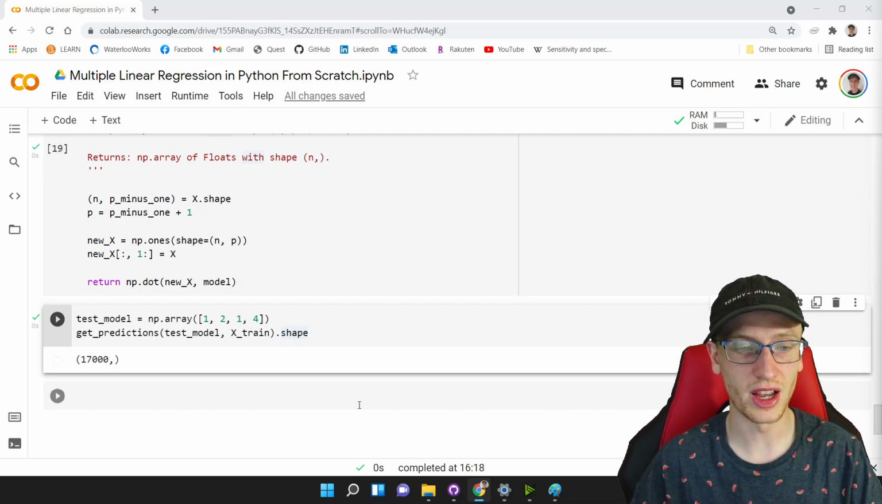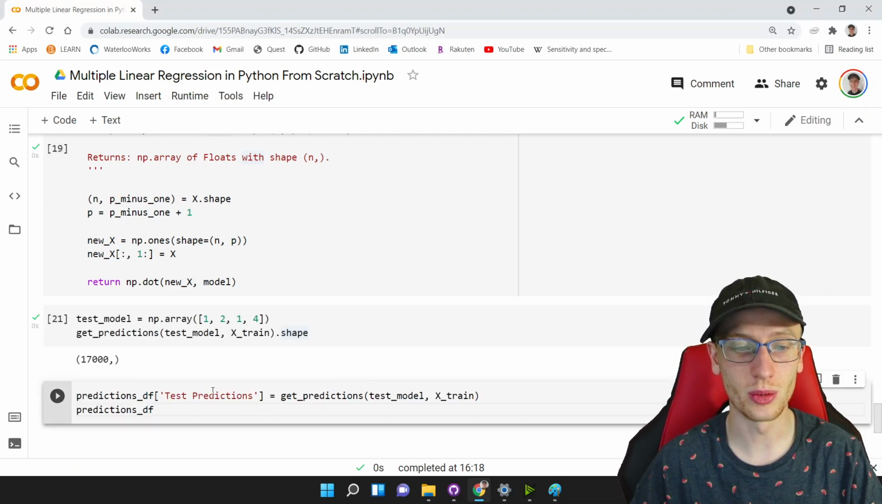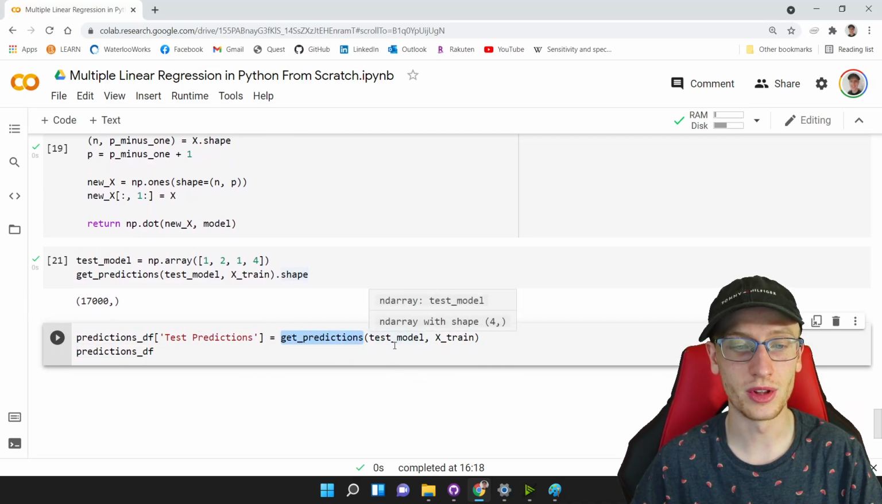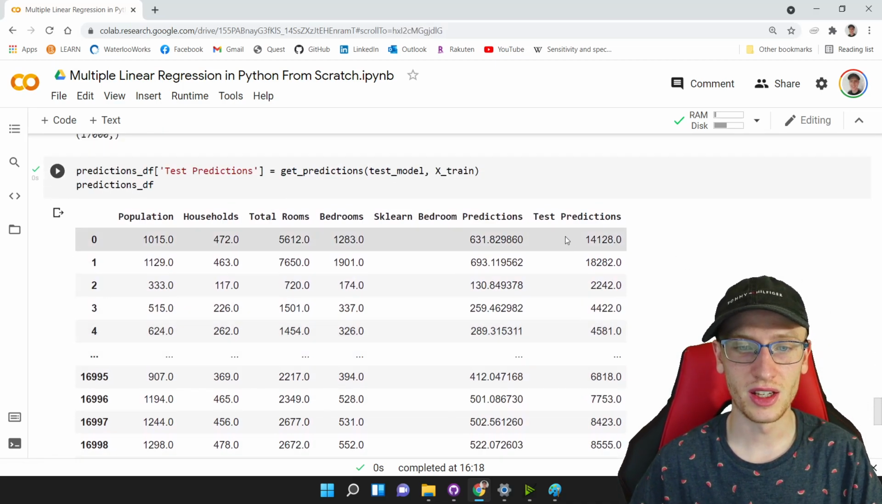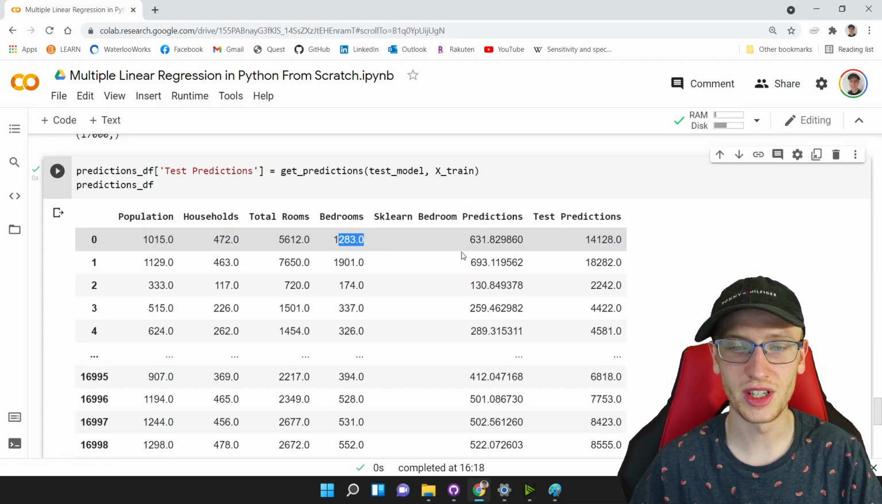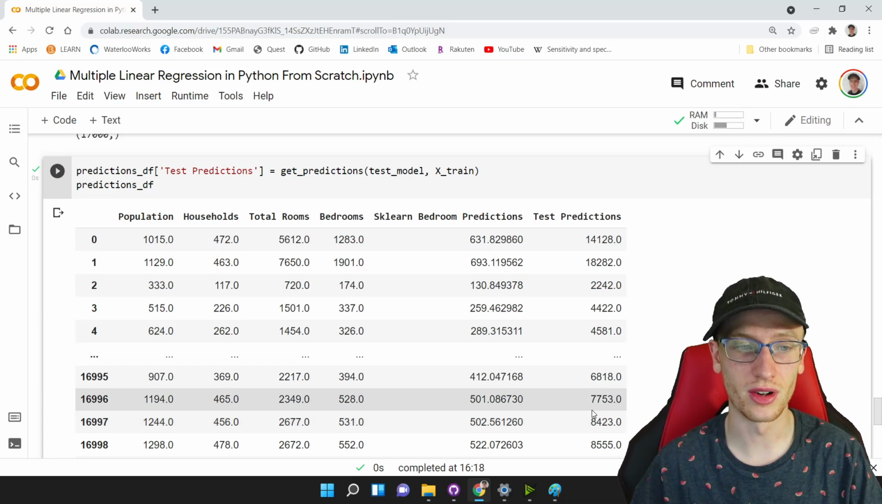What I'll do here is add to the predictions df what we were observing before, the same thing, the get predictions with the test model and xtrain. It's that same thing here. And we can look at predictions df. Here are our predictions. Not very good. So 1283 was the actual, 14,000 was our prediction. 531, 8,400. It's really, really far off.